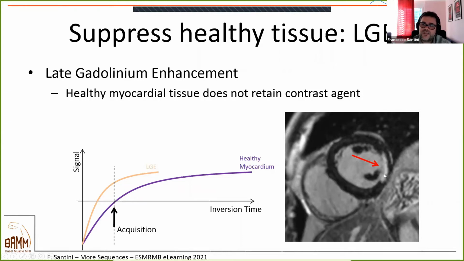So we inject gadolinium in a person, and this gadolinium will accumulate in the tissue where there is a lesion that can be a scar or it can be some active pathology. And then we do this inversion recovery pulse with this inversion recovery sequence where the healthy myocardium is targeted and nulled. And here you obtain this very nice depiction. The myocardium is dark except for the lesion here, which is bright because it has a shorter T1 due to the gadolinium.